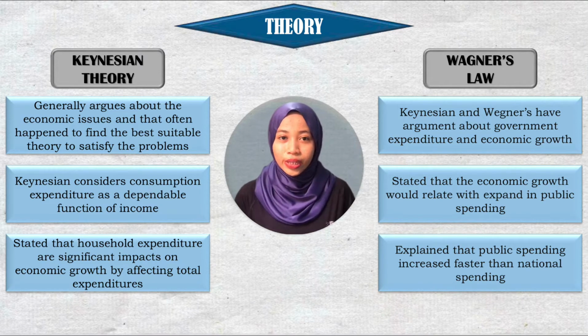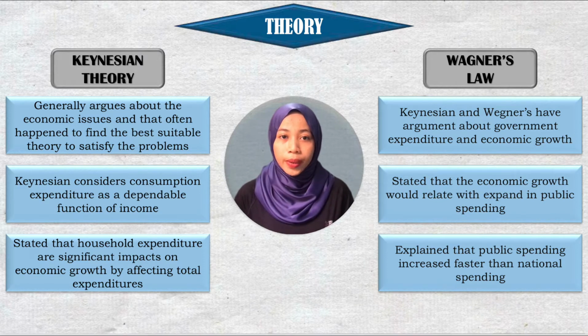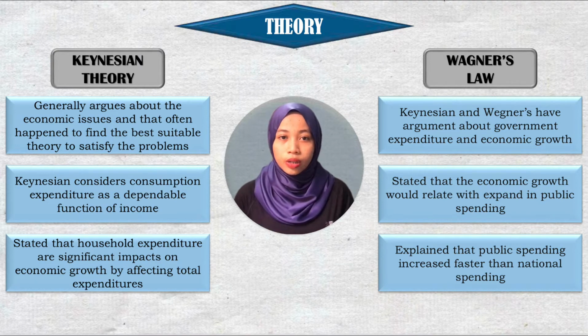Firstly, Keynesian theory. This model basically explains how household consumption could trigger the growth of the economy. Keynesian theory considers consumption expenditure as a dependent function of income. Both economic growth and consumer spending are highly correlated with each other, indicating that consumer spending has a positive effect on economic growth. Household expenditure has a significant impact on economic growth by affecting total expenditure.